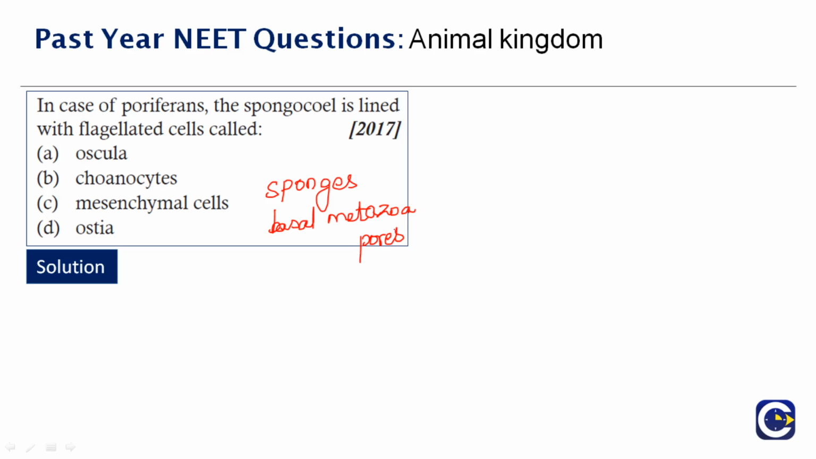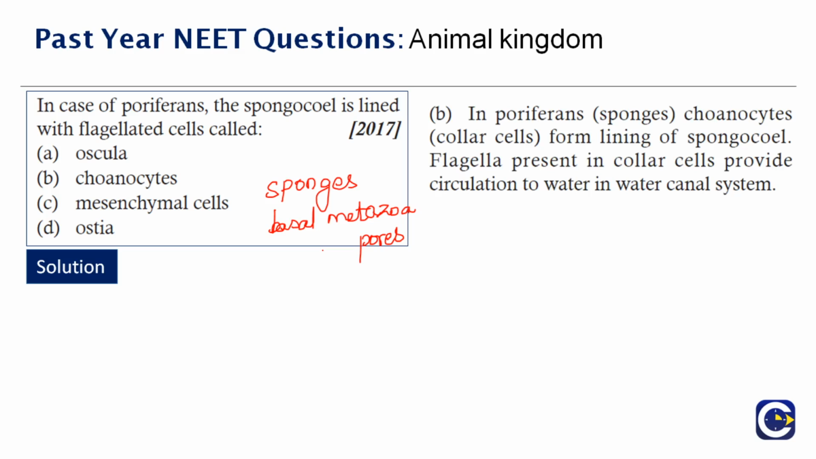So you must have seen a sponge. How do they look? They have their full body covered with pores so that they can absorb water, and the water is continuously circulated around them. Now, in case of poriferans, the spongocoel is lined with flagellated cells called choanocytes. Option B is the right answer. So that forms the lining for the spongocoel, and the flagella present in the collar cells will provide the circulation to water in the water canal system.